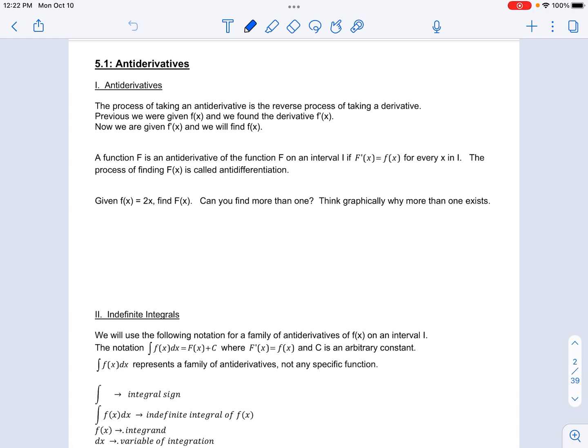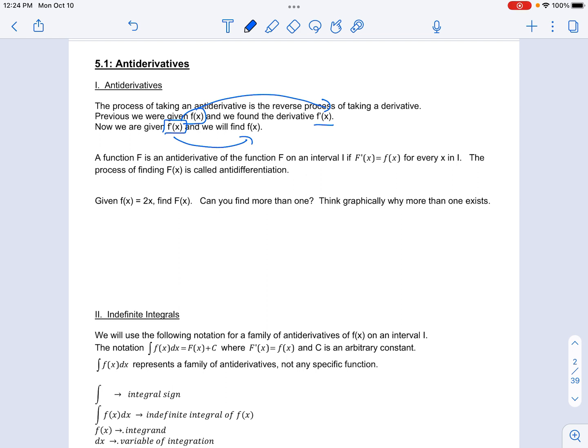Okay, now we're going to start talking about antiderivatives, and the process of taking an antiderivative is just the reverse process of taking a derivative. So the idea is before we were given f of x and then we were trying to find f prime of x. Now what you're going to do is be given f prime of x, and we're going to go back to that original equation, or the equation I try to think of it as above it.